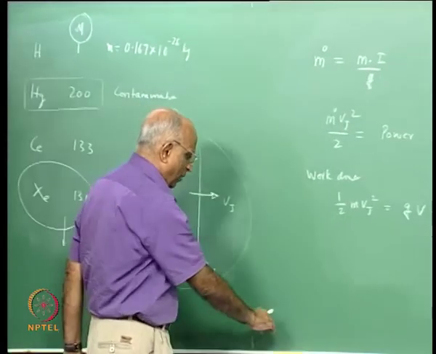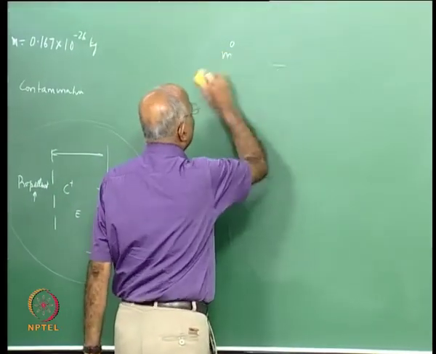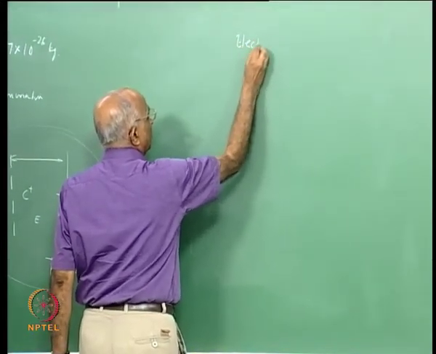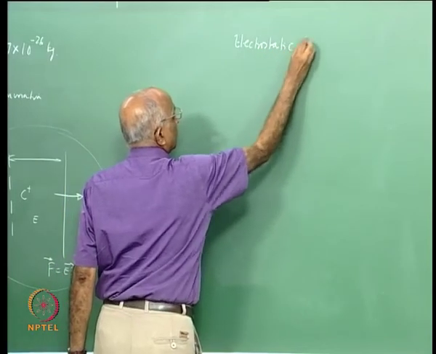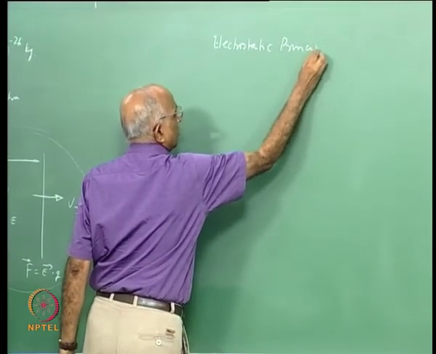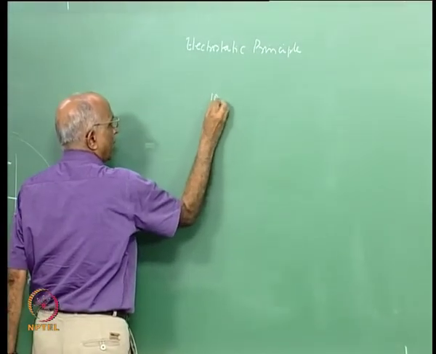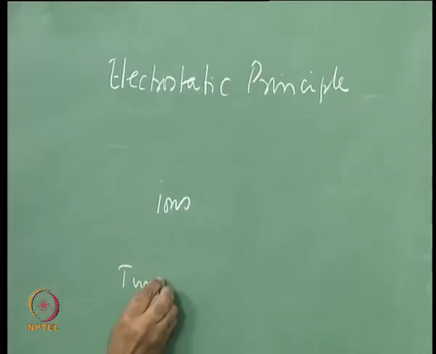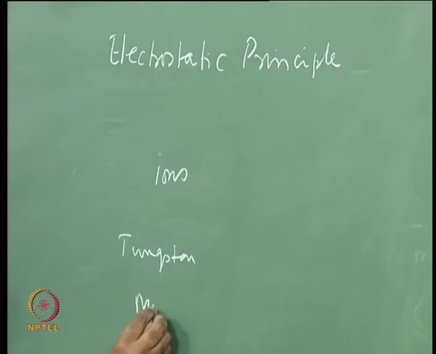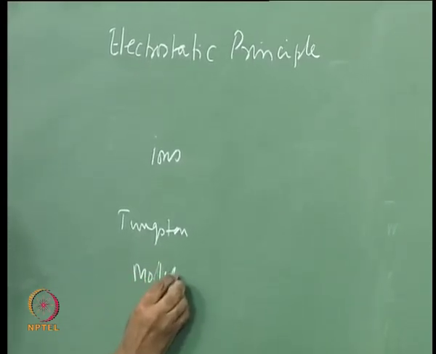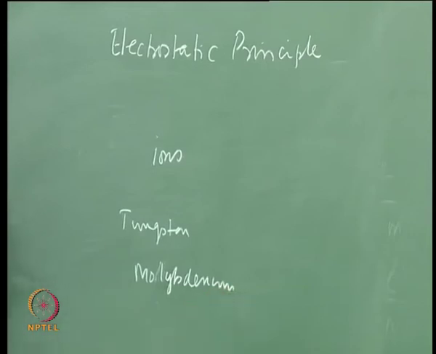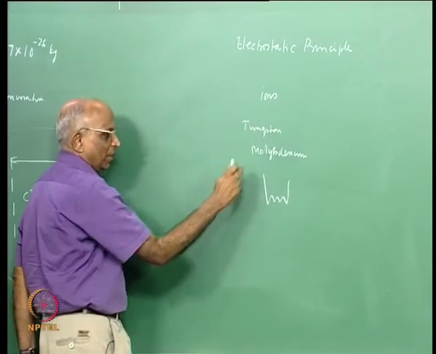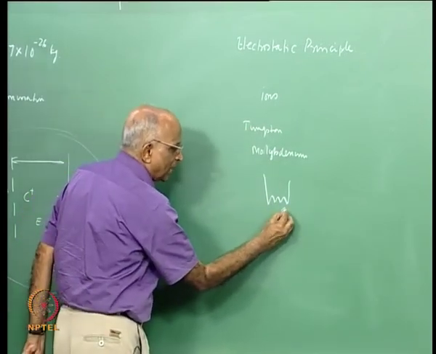Therefore what is it we are talking of? We are saying the electrical propulsion system using the electrostatic principle generates ions, and how do we generate ions? We have some material like tungsten, molybdenum. When you heat these metals, which are known as low work function metals, they give out electrons.